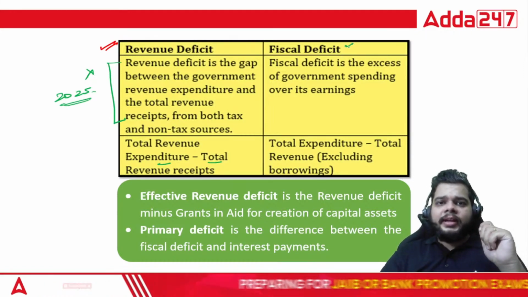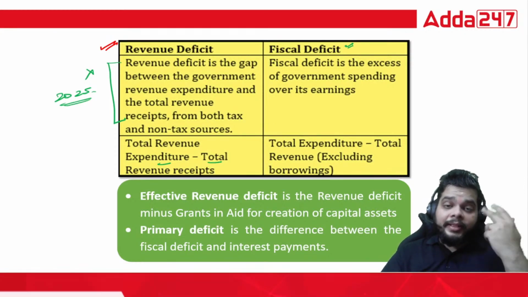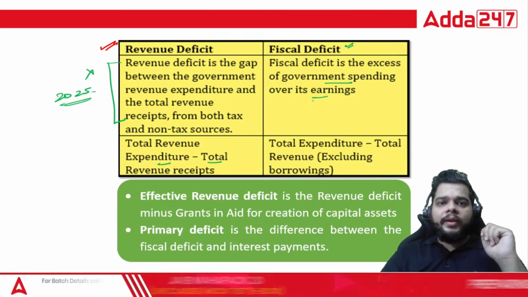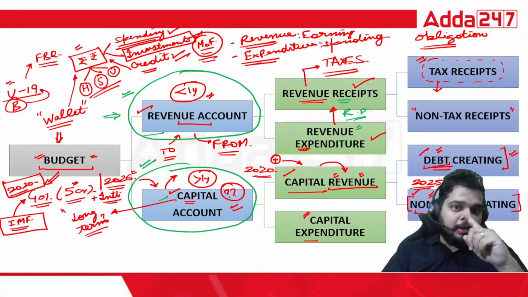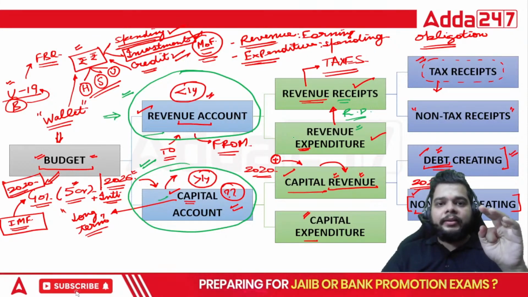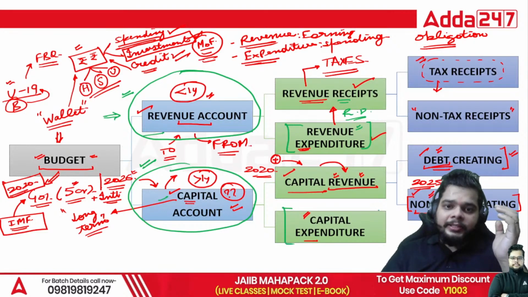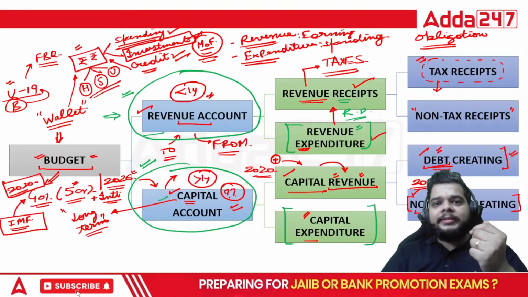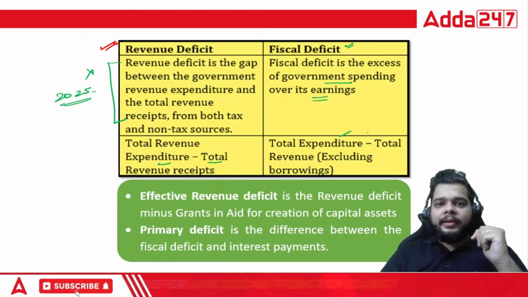When I talk about the fiscal deficit, this is a holistic one. This is a more comprehensive way to define the deficit of the government. It is the excess of government spending over its earnings. The difference will be between what? The total expenditure. Total expenditure includes what? Revenue expenditure plus your capital expenditure. So total expenditure is revenue expenditure plus capital expenditure. That will be subtracted by revenue receipts plus your capital revenue. Fine. So total expenditure minus total revenue.